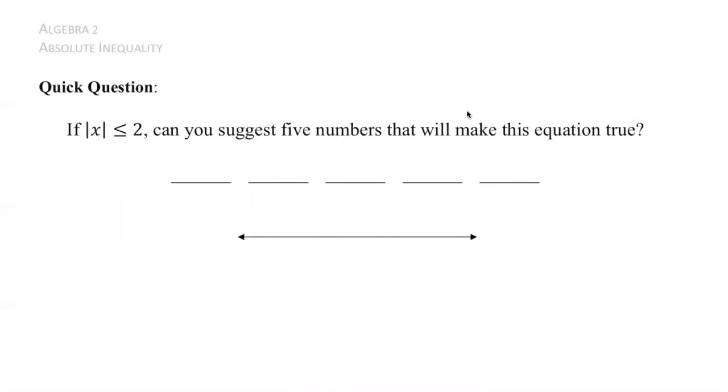And then just one quick question. If we say the absolute value of x is less than or equal to 2, can you suggest 5 numbers that would make this statement, or equation, not equation, I'm sorry, it should be an inequality, make this inequality true? Could you come up with some values?